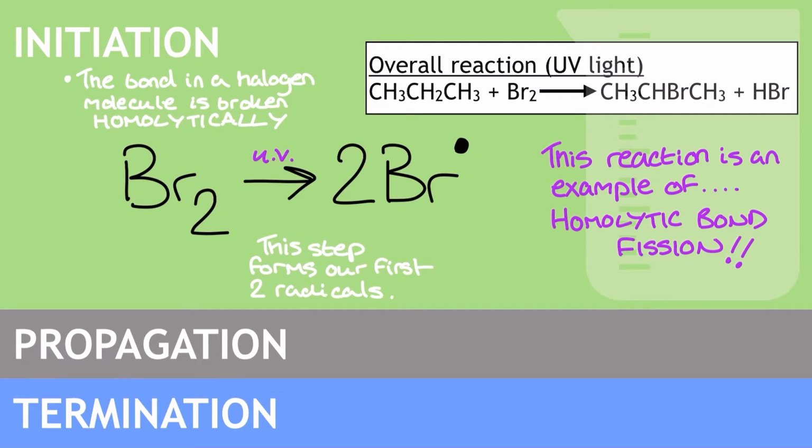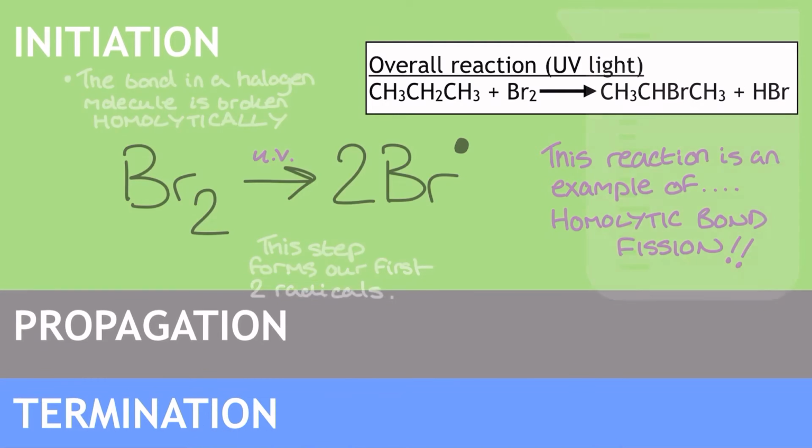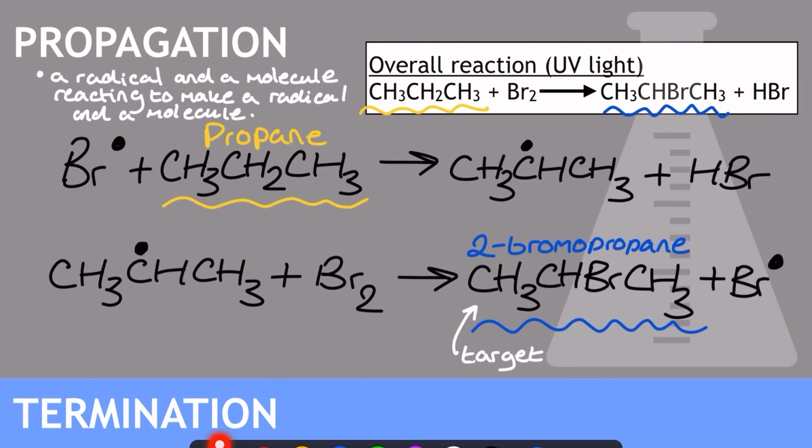By definition, a radical is a species with a single unpaired electron. It's represented in the chemical formula as a single solid dot, like we can see here with the bromine in the products. Radicals are very reactive, and their formation leads us swiftly into stage 2, propagation. In propagation, we have 2 equations. Let's look at these one at a time.